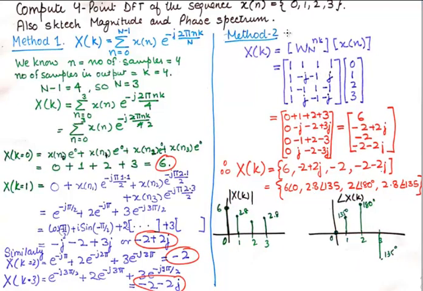And a typical question would look something like this: x of n is transformed into x of k, where the number of samples are the same, and you can do it using this method or this method, whatever you prefer. So I hope this tutorial was of help, and this was a basic tutorial of finding DFT. We'll do some more typical numericals in the next video.